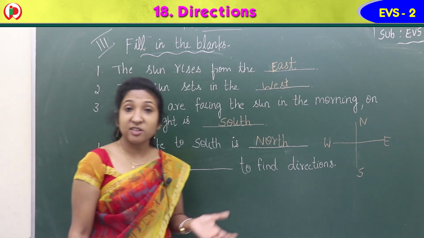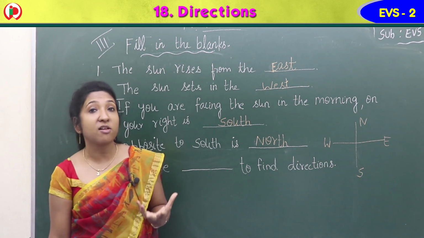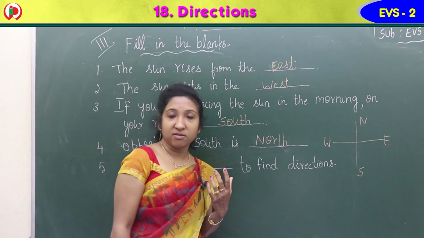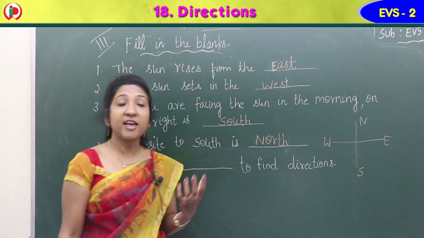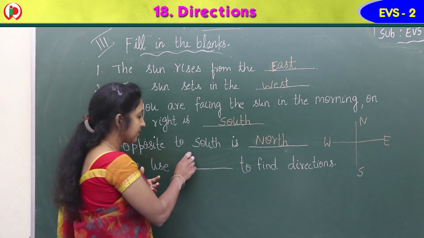We use dash to find directions. In earlier days, in olden days, people used one instrument to find direction. Nowadays also we have this instrument to find direction. So we use dash to find directions. We use compass.